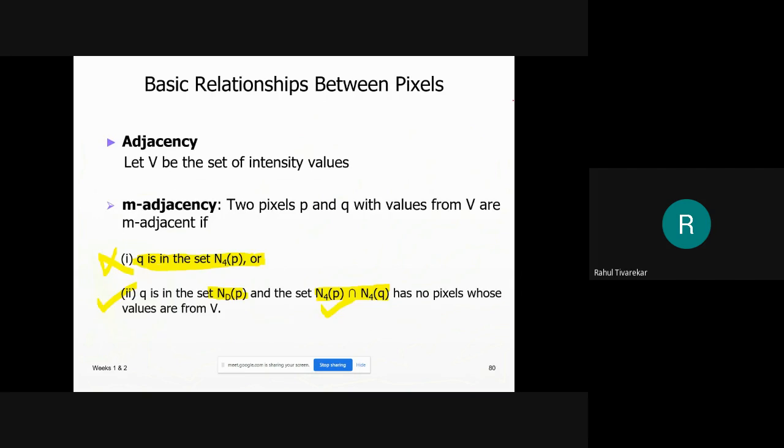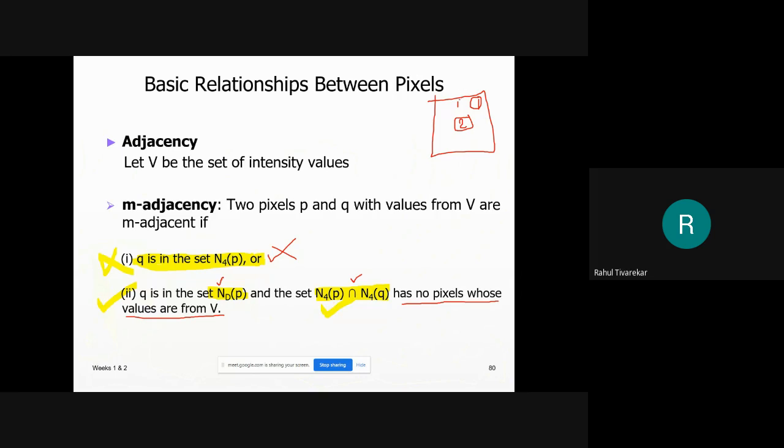I will go to the definition once again. In that case, I had something like this. I had 1 here, I had 1 here, and I had 2 here. In this case, about this pixel P and pixel Q, they are not fourth neighbors of each other. So this condition is not satisfied. So I went to the second condition and checked whether Q is in the set ND of P. Yes, Q is in the set ND of P. So this part is satisfied, but for N4P intersection N4Q there should be no pixel which is part of set V.